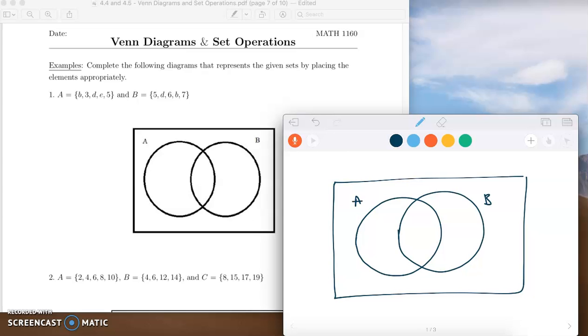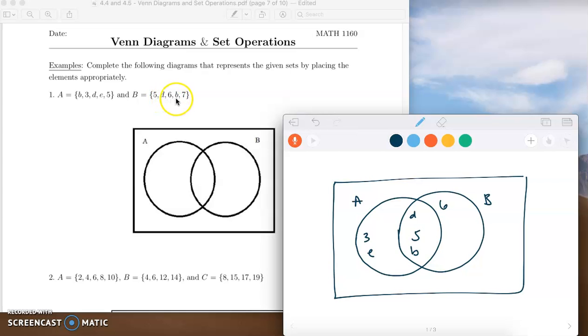So we have B, which is only in A. We have 3, which is also only in A. We have D, which is in both. We have E, which is only in A, and 5, which is in both. And then in B, we have 5 already, 6, B, which we already have. Oh, wait, I forgot about that. Sorry, that was in the wrong spot then. I missed that.